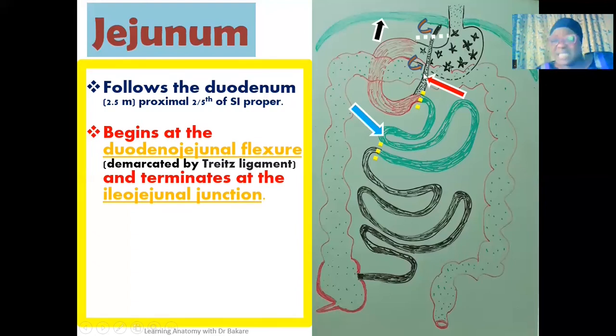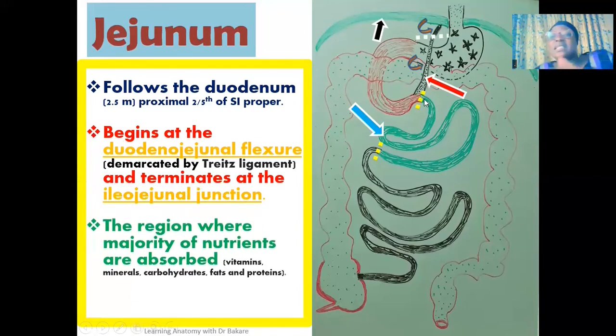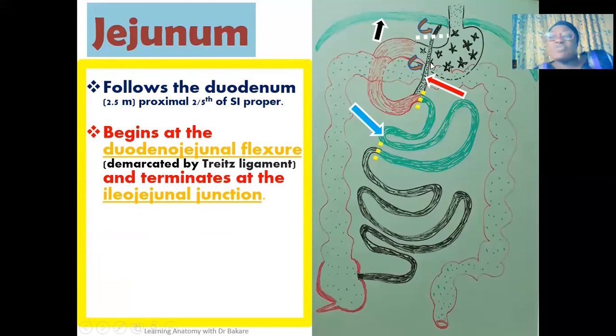So this is the Treitz ligament, helping to hold this flexure in place by connecting it to the right crus of the diaphragm, which is located above. That is giving it structural support or alignment so that digested food particles are able to move freely between the duodenum and the jejunum. This is helping to align the lumen of the duodenum with the jejunum so that food particles are able to move freely from the duodenum down to the jejunum.